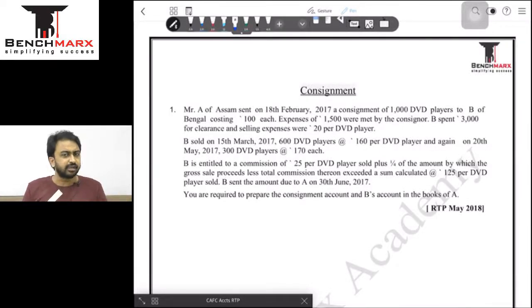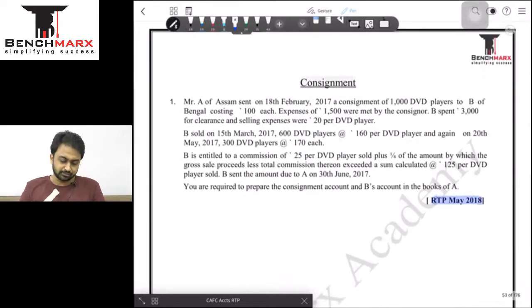In the previous section we just finished the basic introduction to consignment, what consignment is, and what the contents of the consignment ledger are. Now we'll be starting with the questions. I'm starting with the first question, which appears to be from May 2018. Fine, let us start please.